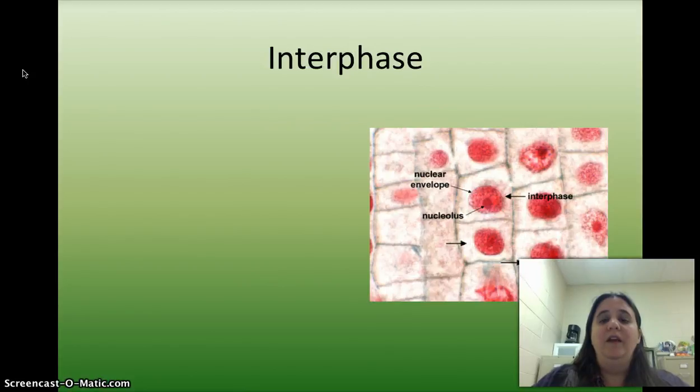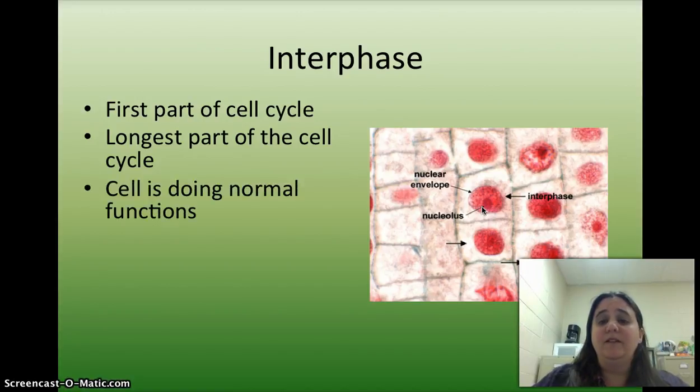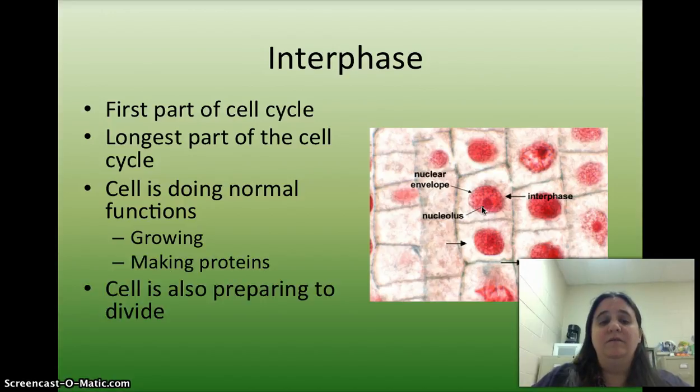Okay. So let's start with interphase, the first phase. Here's a picture of some cells under the microscope. These are plant cells, and we are pointing right here to the nucleus that is in interphase. Okay. This is the first part of the cell cycle, and like I said, it's also the longest part of the cell cycle. That's because the cell is doing all of its normal jobs, like growing, making proteins.